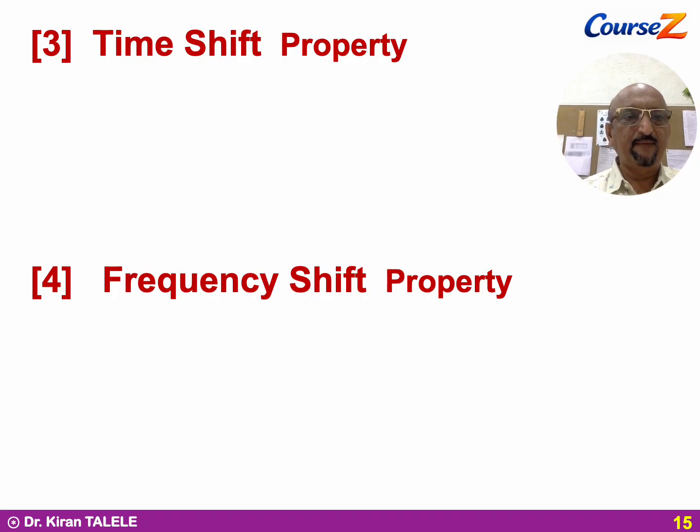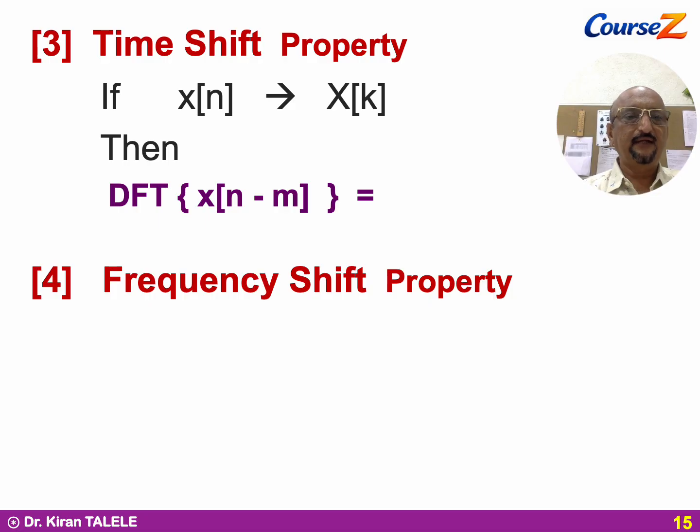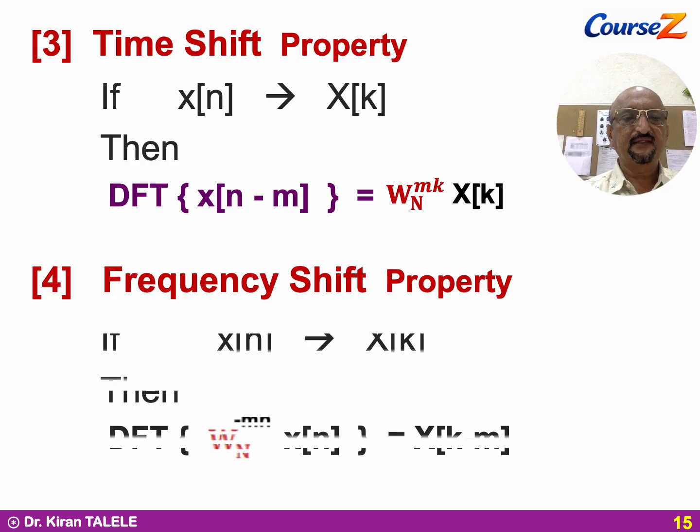Next property, time shift property. According to this property, DFT of x of n minus m is W_N raised to mk times X of k. X of n minus m means x of n shifted by m. X of n is defined in time domain, that means there is a shift in time domain. Therefore, it is called time shift property.